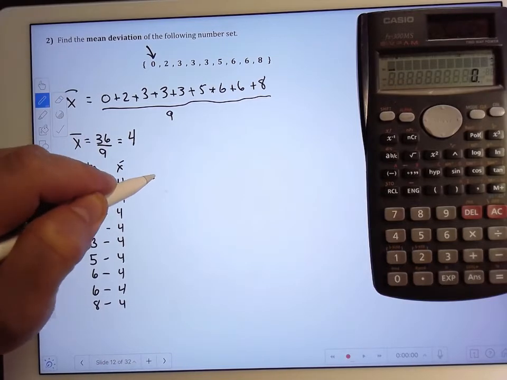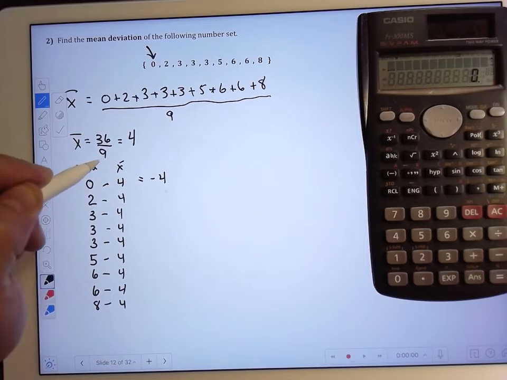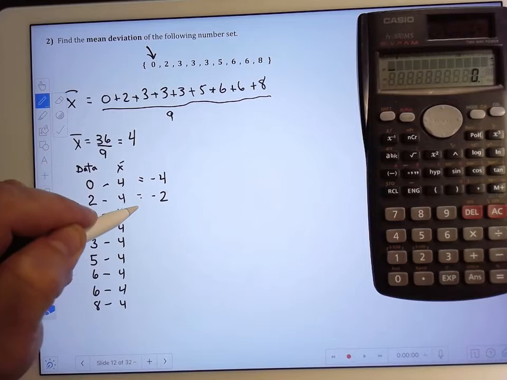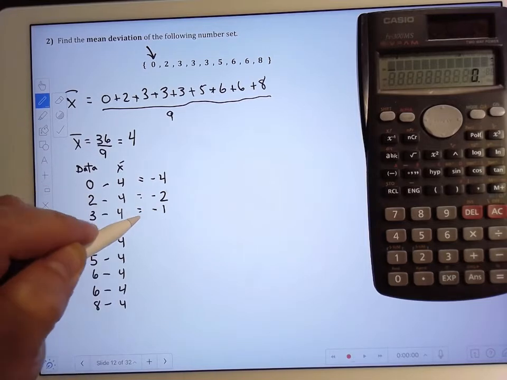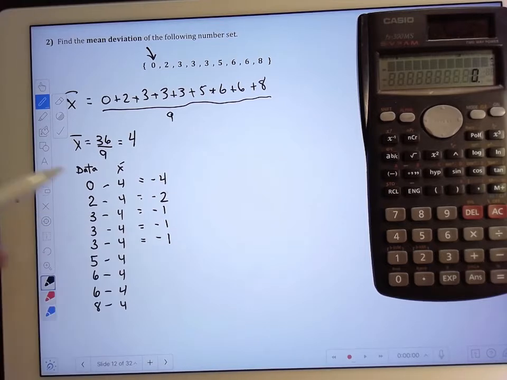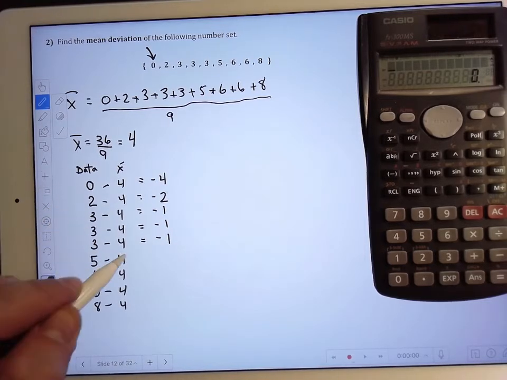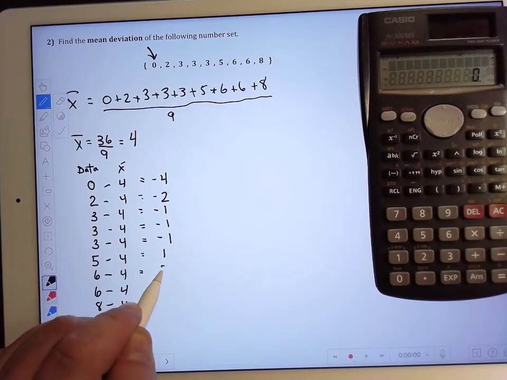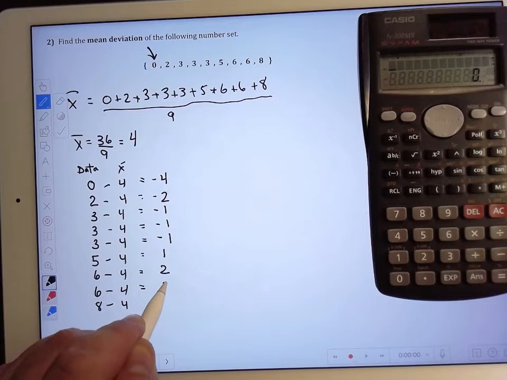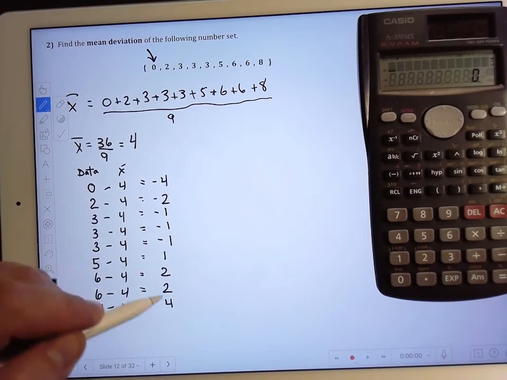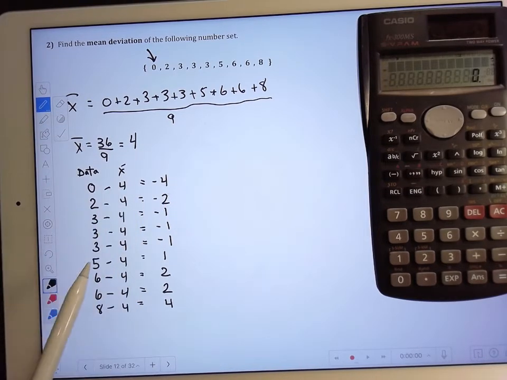So in this case, it'll be equal to -4. 0 minus 4. 2 minus 4 will be -2. -1, -1, -1. 5 minus 4 is +1. 6 minus 4 is equal to +2. And 8 minus 4, +4. So these are our differences. This is how far away each one is from the average.